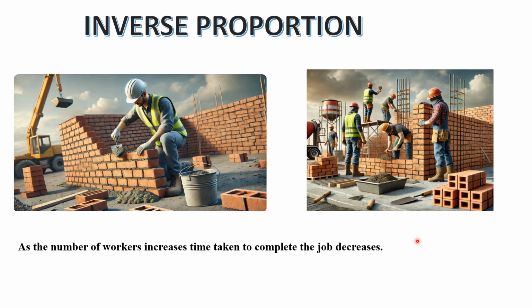So from here, I can see if one is increasing, the other is decreasing. The number of workers has increased, time taken to complete the job decreases. So I can say that such a type of relation is inverse, they are inversely related to each other. Inversely means they are opposite to each other. One increases, other decreases. Now let's see the second case.